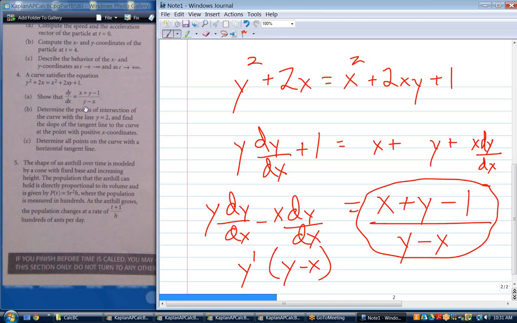Okay, part B. Determine the points of intersection of the curve with the line y equals 2 and find the slope of the tangent line to the curve at the point with the positive x-coordinate.